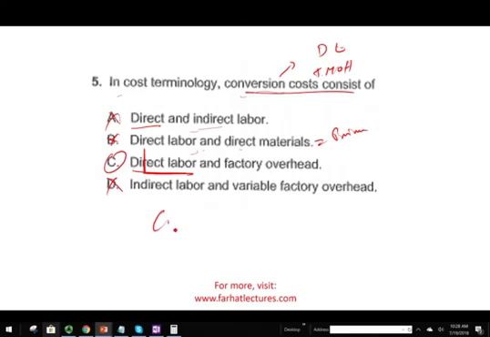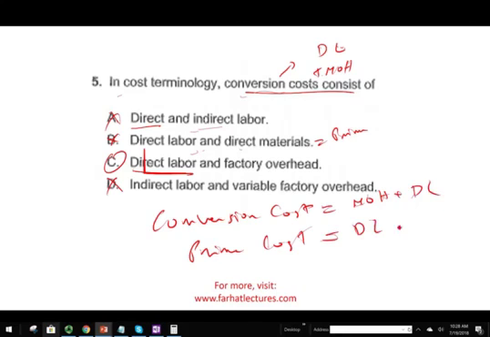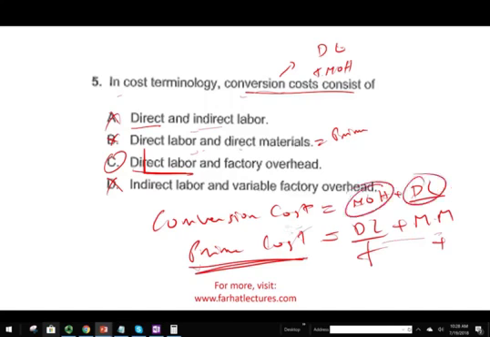So basically you need to know the difference between conversion cost and prime cost. That's the minimum you need to know. Let me summarize it. Conversion cost is manufacturing overhead plus direct labor. Prime cost is direct labor plus direct material. Something for you to remember: direct labor is in both. So if you need to produce something, you need direct material and direct labor. Therefore, it's called the prime cost. If you need to convert something, you need labor and you need overhead to convert something into a finished product. Hopefully this will help you remember how to memorize this.